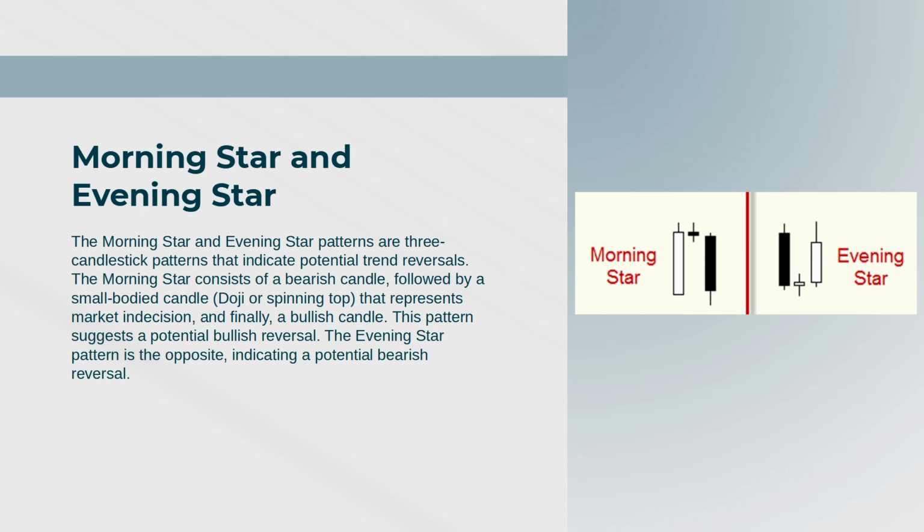Morning star and evening star. The morning star and evening star patterns are three candlestick patterns that indicate potential trend reversals. The morning star consists of a bearish candle, followed by a small-bodied candle, doji or spinning top, that represents market indecision, and finally, a bullish candle. This pattern suggests a potential bullish reversal. The evening star pattern is the opposite, indicating a potential bearish reversal.